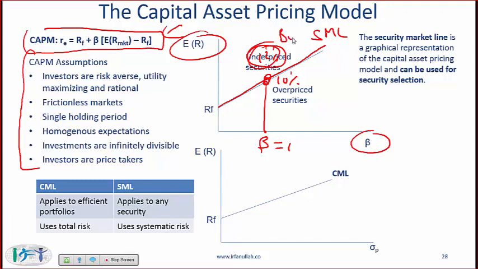So over here, you buy the undervalued. Anything that is over the SML is undervalued. Anything that is under the SML is overpriced or overvalued.